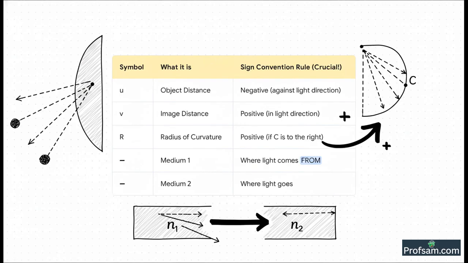And the most important part here is the sign convention. Let's break it down. First rule, all distances are measured from the pole, which is the center of the surface. Second, we take the direction of the incident light as positive. So U, the object distance, is almost always negative because we have to travel against the light to measure it. V, the image distance, is positive if it forms on the other side. R, the radius, is positive if the center C is on the right side. And for N1 and N2, please remember this simple trick. N1 is where the light is coming from, and N2 is where the light is going into. Getting these signs right is everything. It's the difference between full marks and 0.